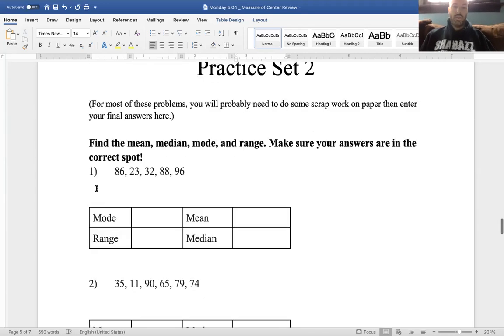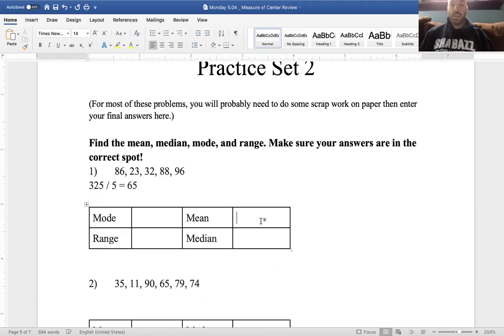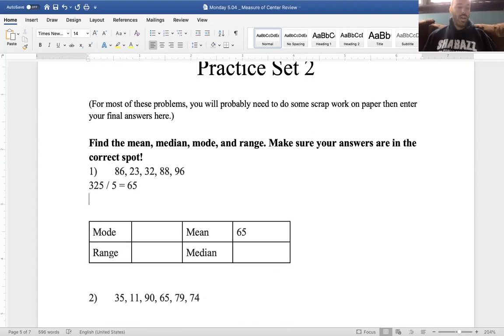Number 1, I always do mean first. When I add them all up, I get 325. I need to divide by how many numbers there are. There's 5 numbers, which gives me a mean of 65. Make sure I'm putting it in the right box. Means over here, 65.